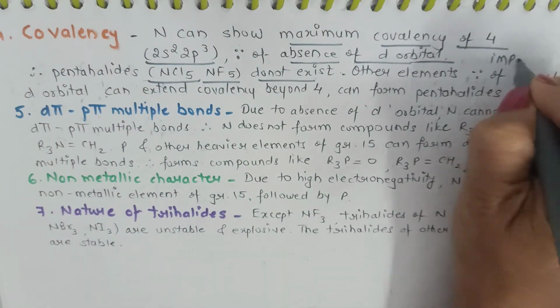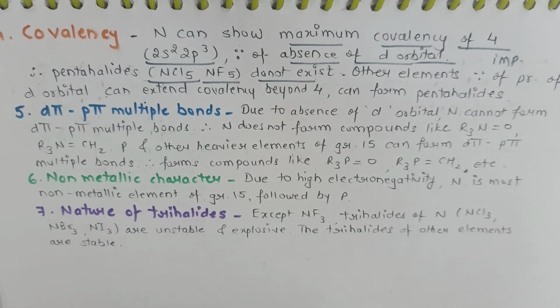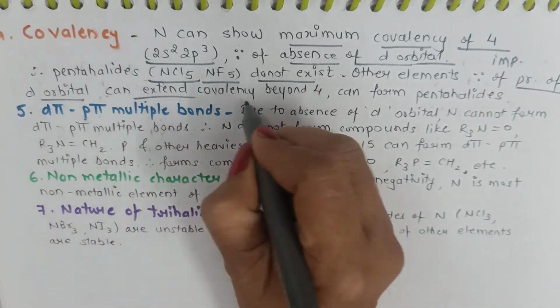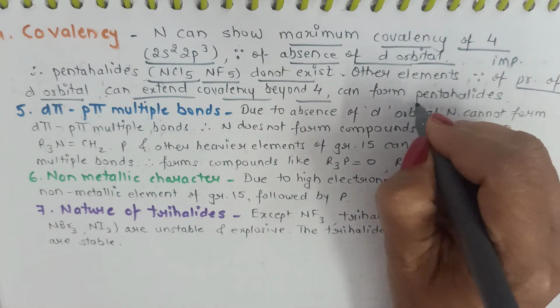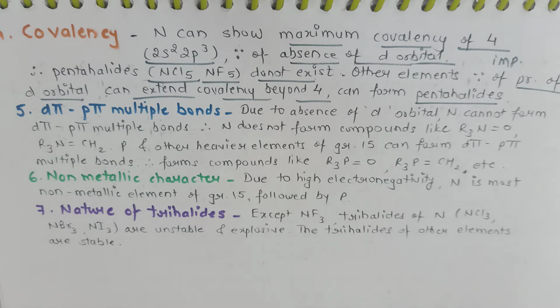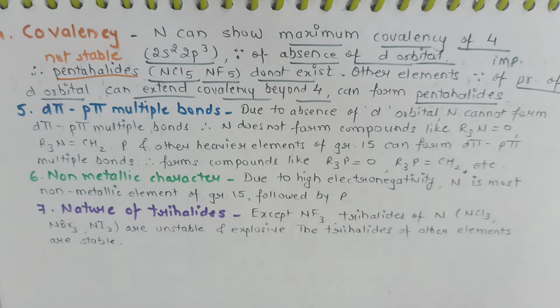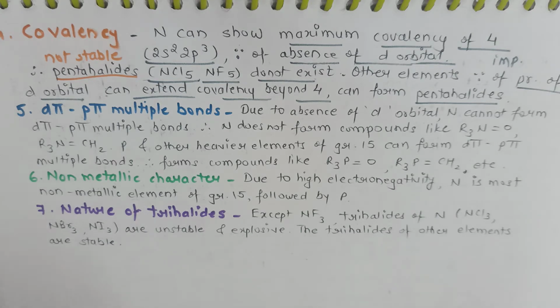Again I will say this is your important give reason question: why compounds like NCl5 and NF5 do not exist. Because nitrogen cannot extend its covalency beyond 4, whereas the other elements of group 15 have d orbitals present in them, therefore they can easily extend their covalency beyond 4 and can form pentahalides. In other words, the pentahalides of nitrogen are not stable ones. So this is how the small size, the high electronegativity and other anomalous behavior of nitrogen makes it a totally different element as compared to other elements of group 15.